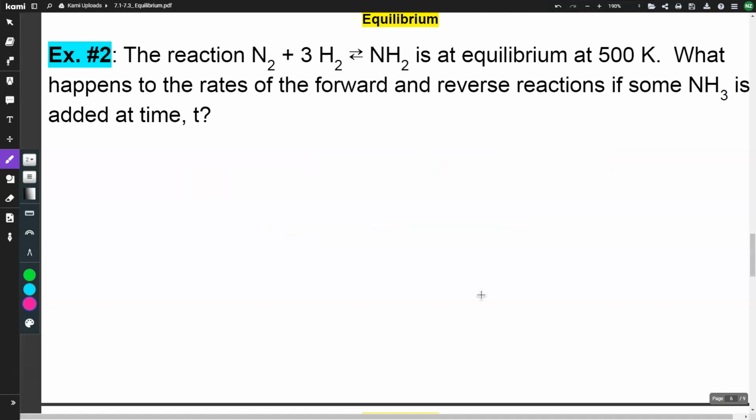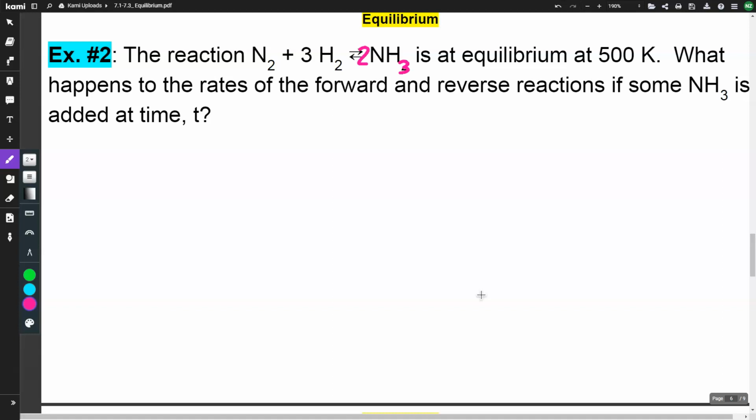Okay, so we have a reaction, and I'm just noticing that our reaction is not correctly balanced. So let's just fix a few things here. There we go. All right, so it says the reaction N2 plus 3H2 goes to 2NH3 is at equilibrium at 500 Kelvin. What happens to the rates of the forward and reverse reactions if some NH3 is added at a given time?